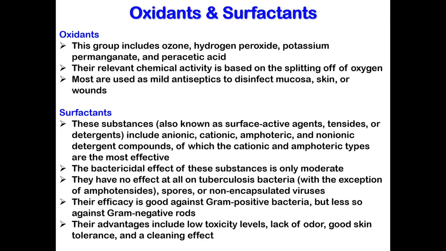Cationic detergents such as benzalkonium chloride kill most bacteria, but not M. tuberculosis or endospores. Their advantages include low toxicity levels, lack of odour, good skin tolerance, and a cleaning effect. Cationic detergents are often used as disinfectants for food utensils and small instruments, and as skin antiseptics.